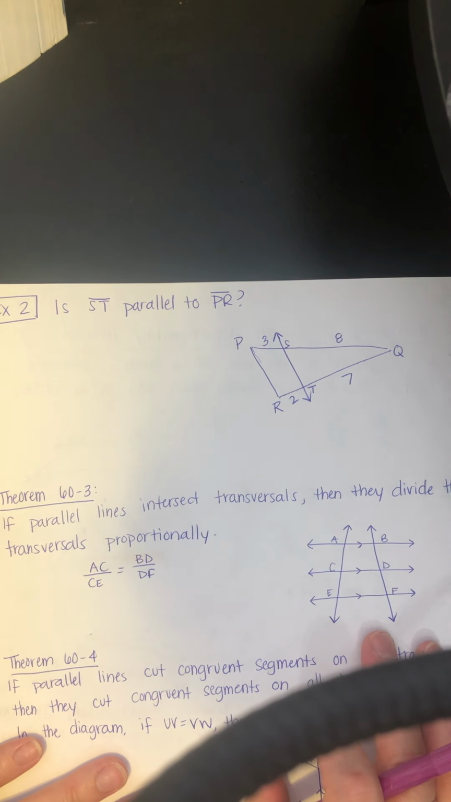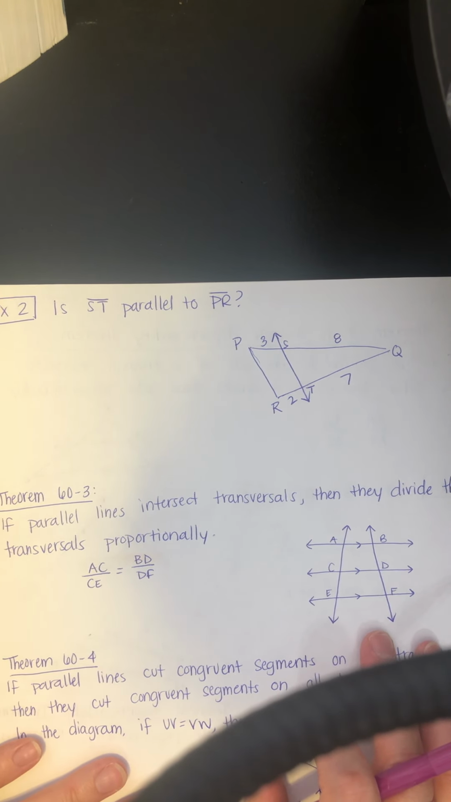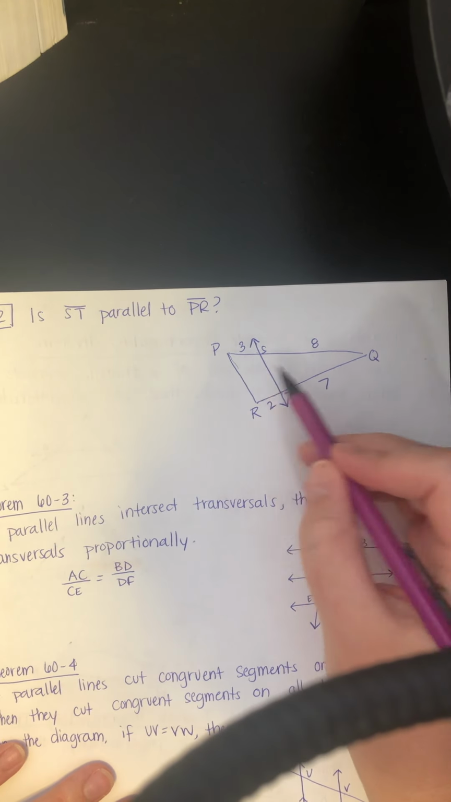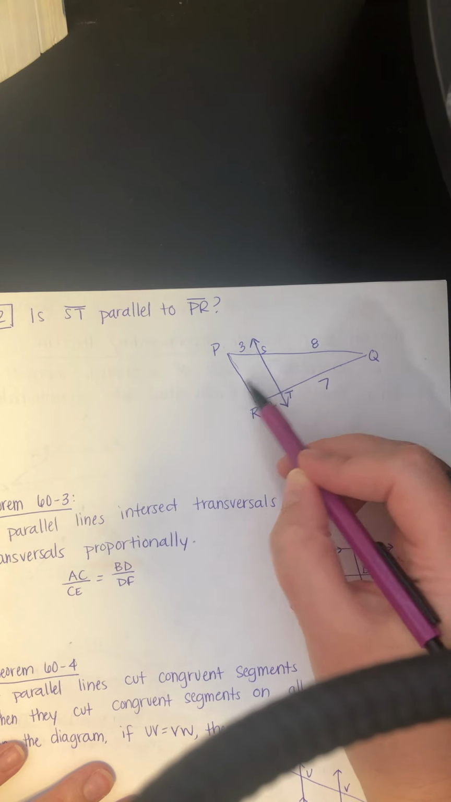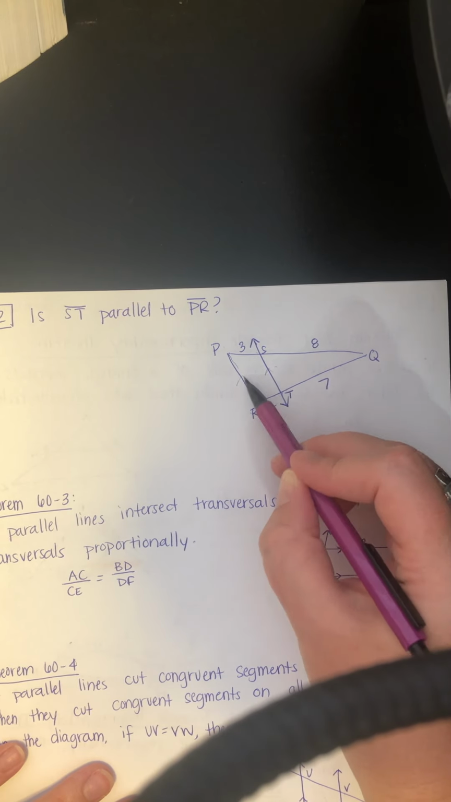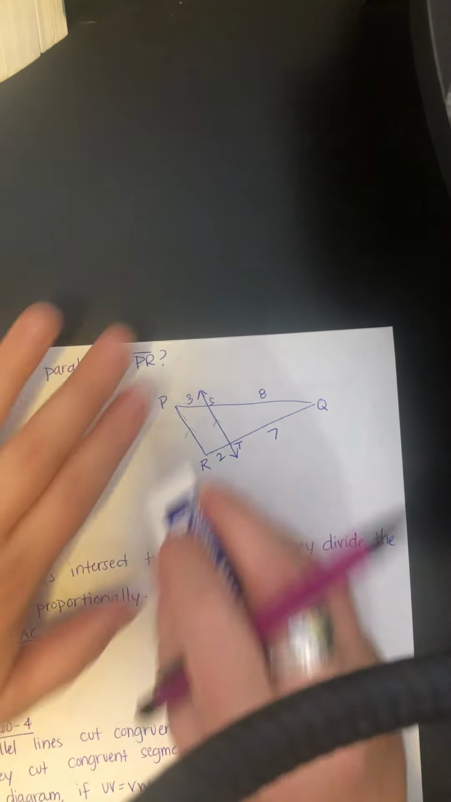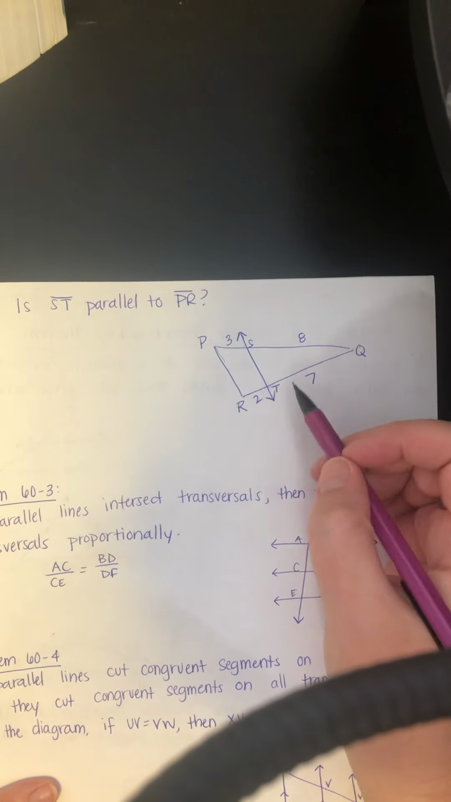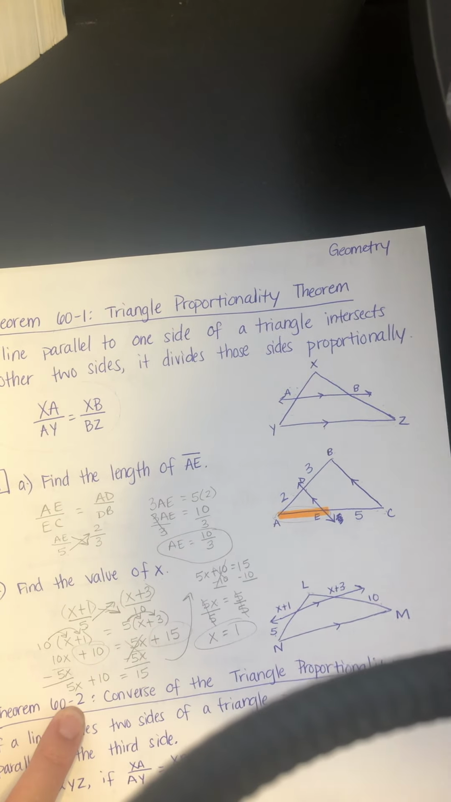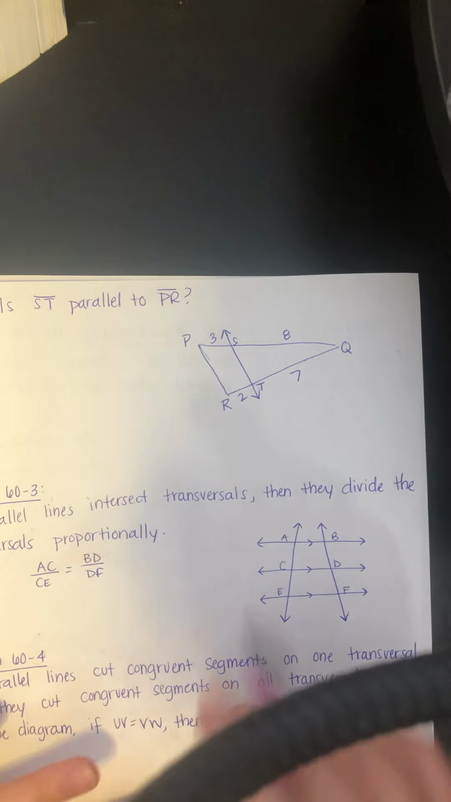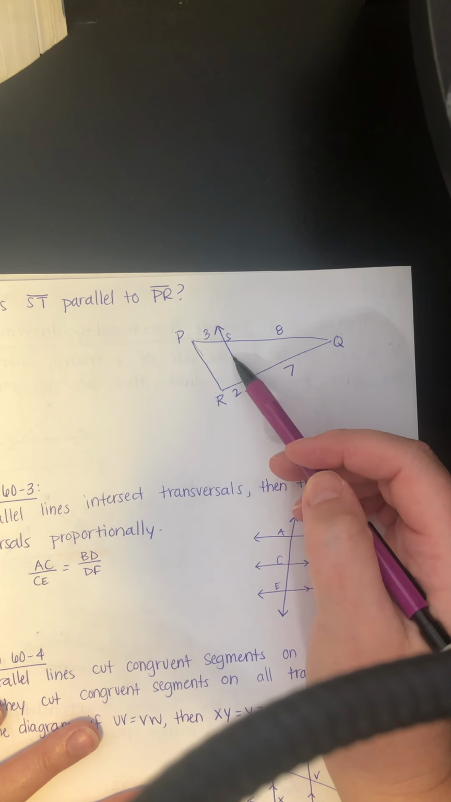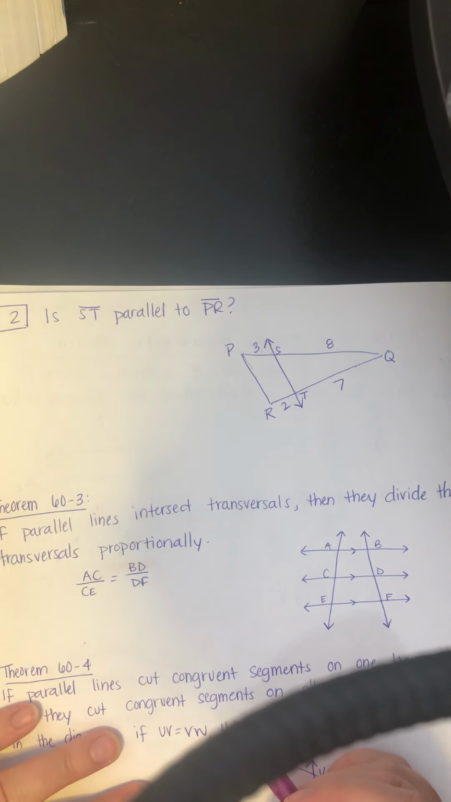Example 2. It says, is segment ST parallel to segment PR? So ST to PR. Are these guys parallel? Can we put the little arrow sign on them? Okay. So let's see. Using theorem 6-2, it says that if I can write a proportion for this triangle, then line ST is going to be parallel to segment PR.